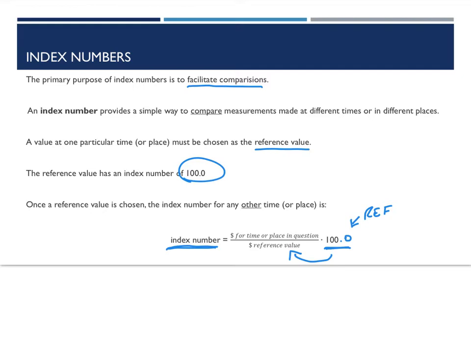Now I'm only going to be dealing with two quantities, money or index numbers. If I'm looking for index numbers, my fraction is made of money. See the dollar signs? Dollar signs on top, dollar signs on the bottom. The money for the reference value goes on the bottom because it's tied to the reference value on the end. And on top, that's the money amount for the time or place in question, the place we're trying to find the index number for.